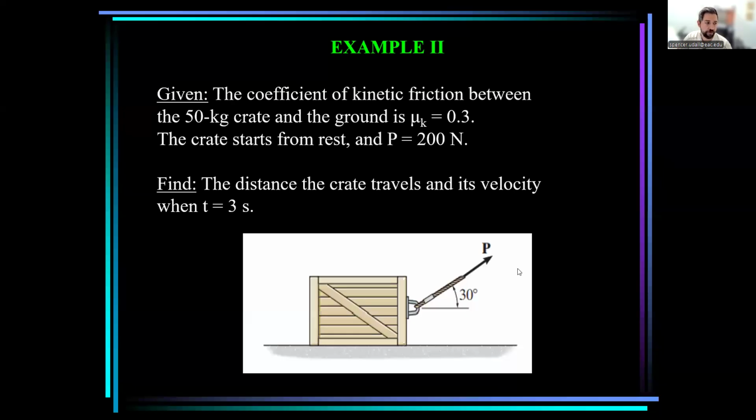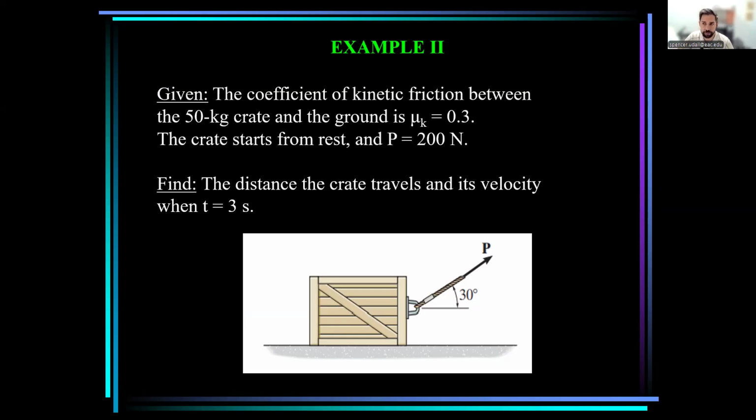All right, let's try out an example where we actually go through and solve the entire thing. So we're going to be looking at this crate sliding to the right because we're pulling it with 200 newtons. We've got friction opposing that motion. And they want to know how far it goes once 3 seconds have passed.